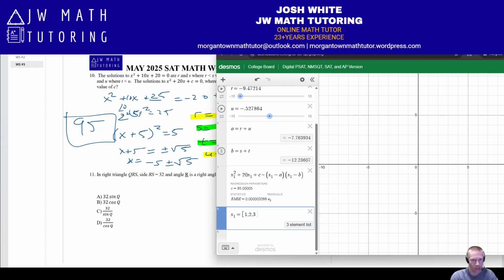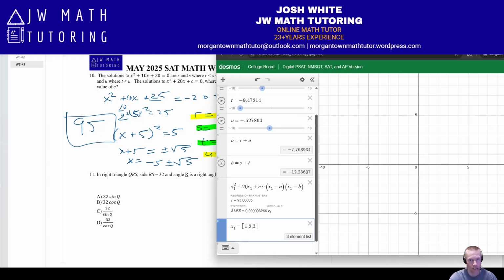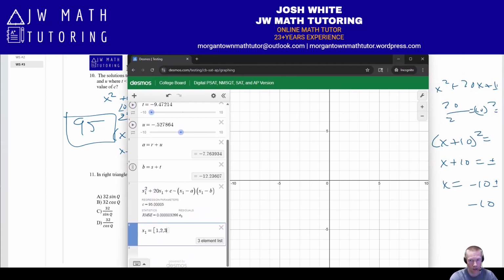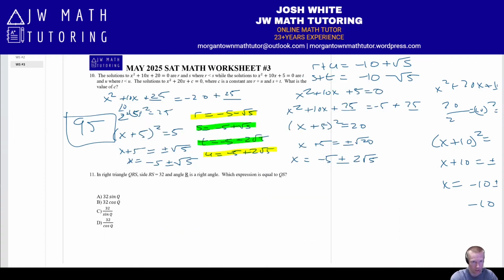But the thing is, even if you had to round it off here, it's 95.00. That's the same as 95. You're still getting the same correct answer. So in any case, this is how you could do it in Desmos. As you can see, it's still a fair amount of work, but you can do it a little bit quicker.